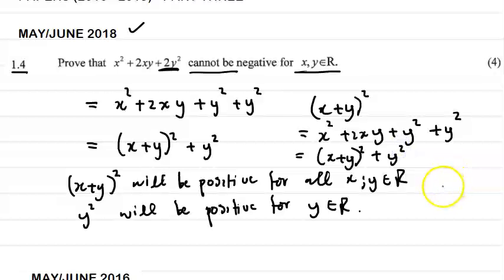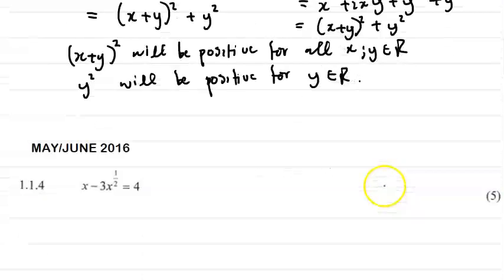Well, easier said than done. So in future we must look out for things like that to recognize x plus y all squared and so on. But the important thing to remember in this question is that squares or perfect squares cannot be negative. So anything squared cannot be negative. Let's look at the next question.